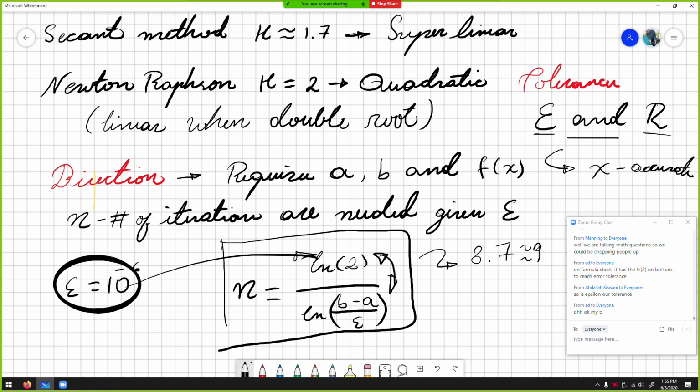All of these methods, Secant Method, Newton-Raphson, and Bisection, go forever. There's nothing to stop them. The computer doesn't know what is a good solution. It will just keep going on and on forever.